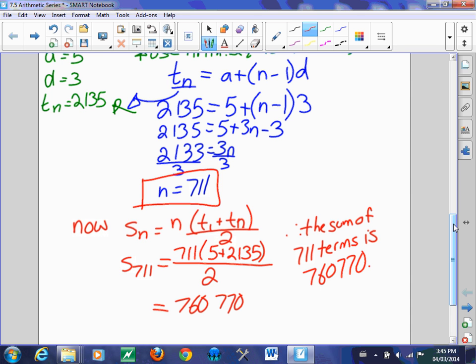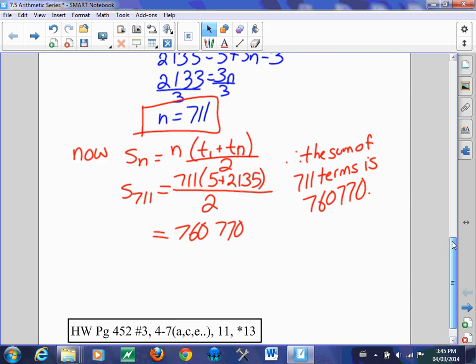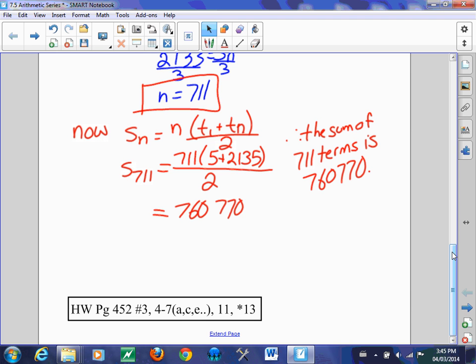Cool. All right, here's your homework, ladies and gentlemen. Page 452, number 3. For 4 to 7, you do A, C, E, etc., all the odd letters, if you want to call it that. Number 11, and give 13 a try.